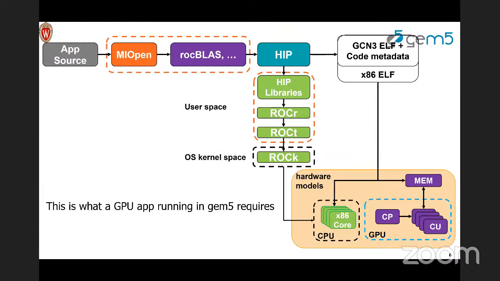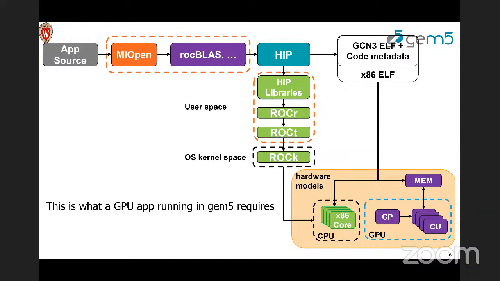So the reason why we're adding the support the way that we're doing it is that modeling GPU workloads requires supporting a number of things. In the bottom right of this slide, you can see that yellow box, and that yellow box is actually what gem5 is. All of those other boxes, the application source, MIOpen, RockBloss, HIP, HIP's libraries, and so on, are pieces of the driver and runtime stack that AMD GPUs are running.